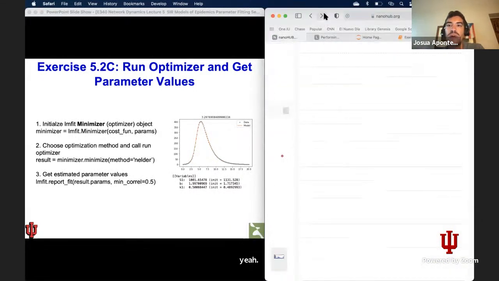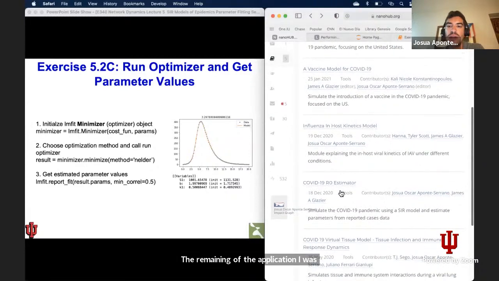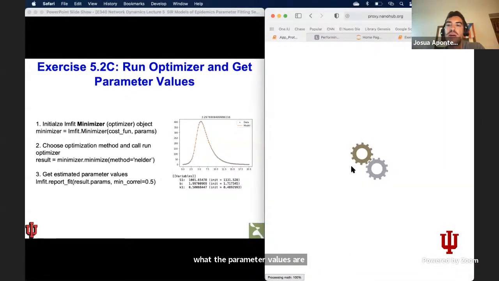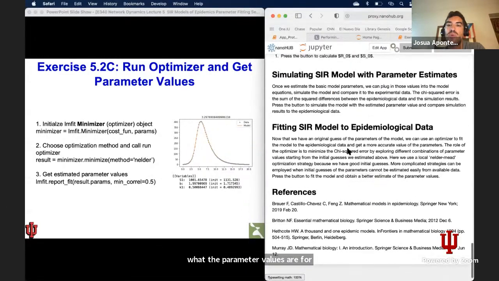The remaining part of the application I was using, the last part of that application does exactly this. After you estimate the parameters mu and n times gamma, or beta, then it runs a local optimizer to give you a sense of what the parameter values are for different data sets from the real world.